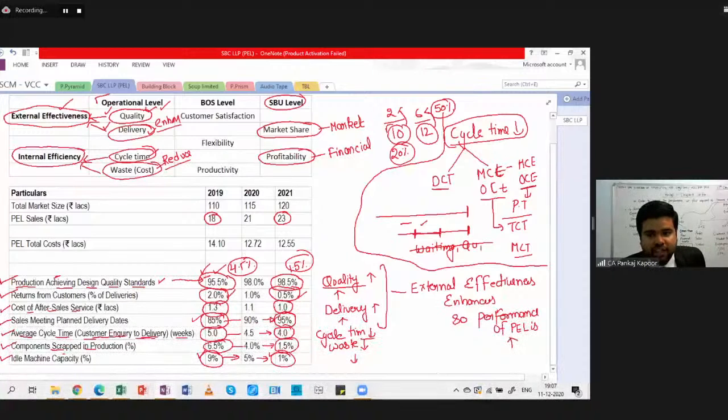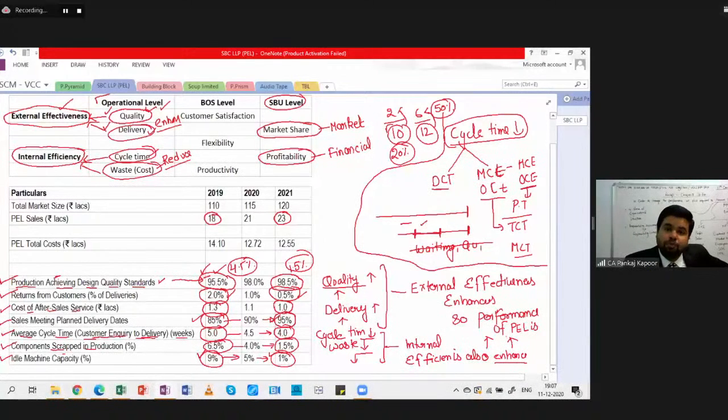Are we able to reduce cycle time? Yes. Are we able to reduce wastage? Yes. So are we improving our internal efficiency? Answer is yes. So internal efficiency is also enhances. Please don't get confused. Efficiency enhances, cycle time and waste decreases. Okay? Efficiency enhances, hence the performance is enhances. Okay? So this much of the answer.